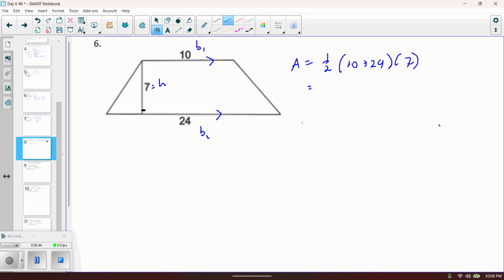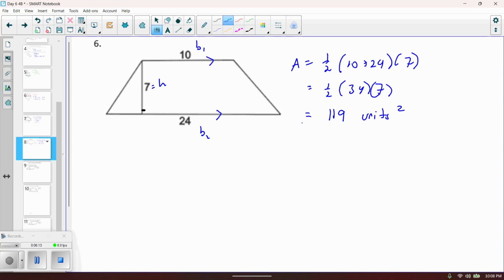So let's simplify. 1/2, 10 plus 24 is 34, times 7. 1/2 times 34 times 7 is going to be 119. And it does not appear there are units on this, so we will just write units squared.